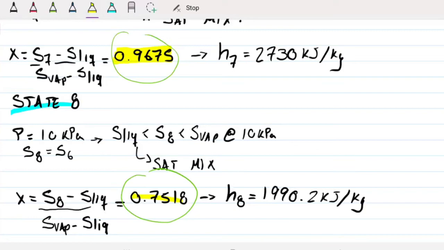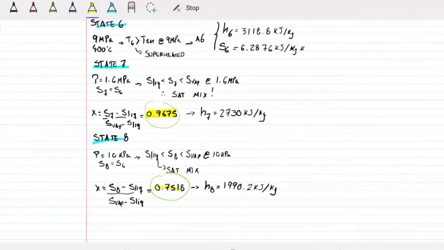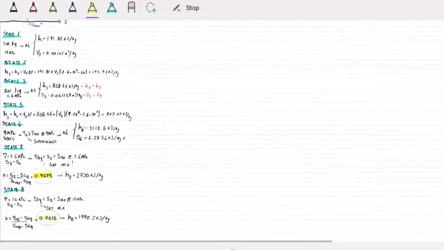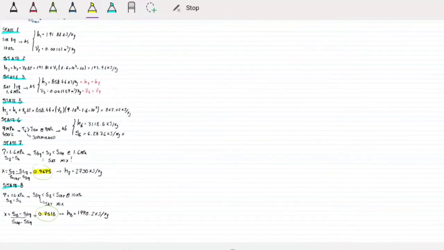Let's have a look at what we have. State 1 enthalpy is there. State 2 enthalpy is there. State 3 enthalpy is there. State 4 and 9 also have the same enthalpy. State 5 enthalpy is there. State 6 enthalpy, state 7, state 8. Okay, so we have the enthalpy for all the states. And note that it wasn't much different from what we did before.